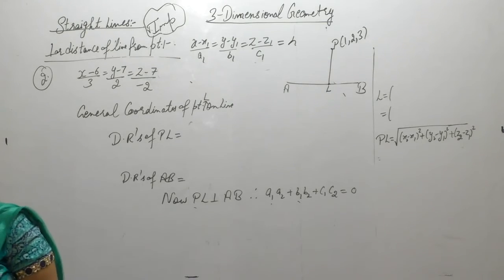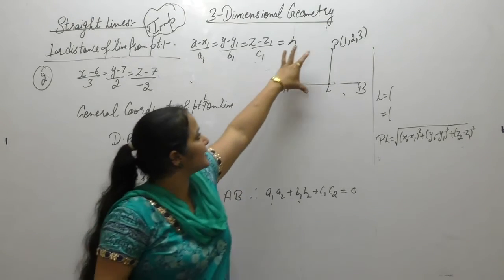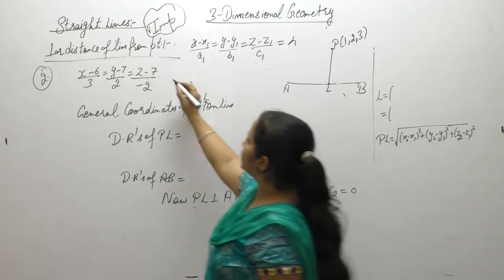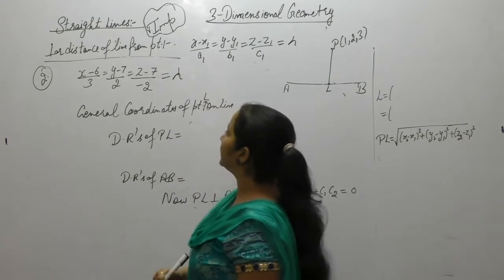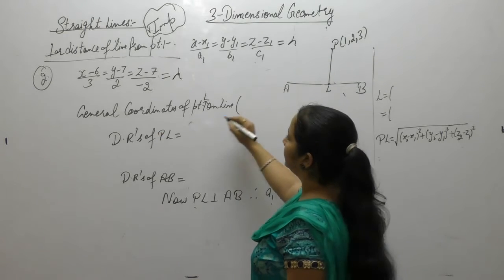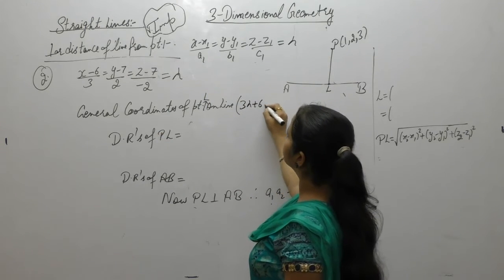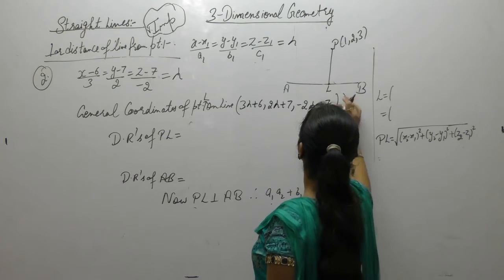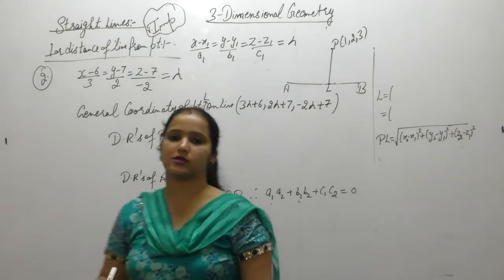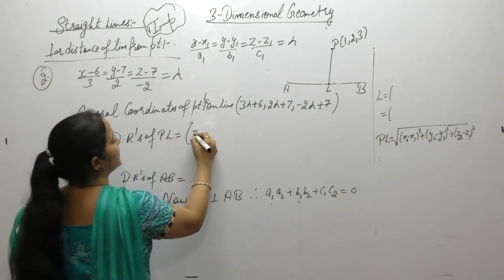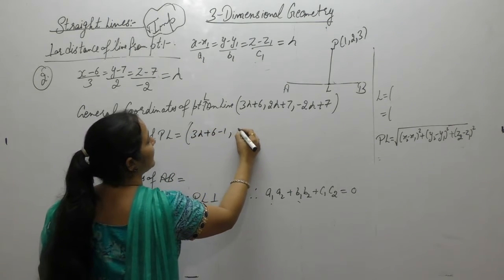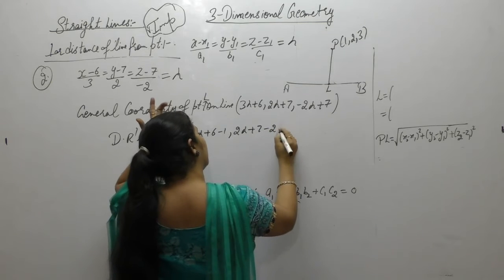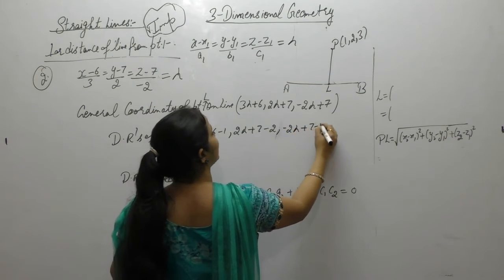Here we want to find the length of the perpendicular. So what is the length of this perpendicular? It means the distance PL. Now let this equal lambda. So the general coordinates of point L on the line are 3 lambda plus 6, 2 lambda plus 7, minus 2 lambda plus 7. Now the direction ratios of PL are proportional to 3 lambda plus 6 minus 1, 2 lambda plus 7 minus 2, minus 2 lambda plus 7 minus 3.